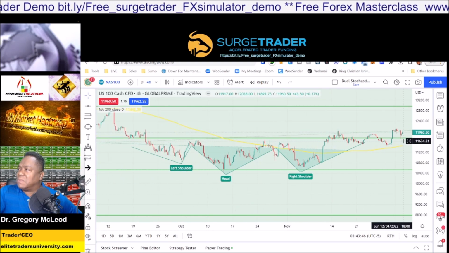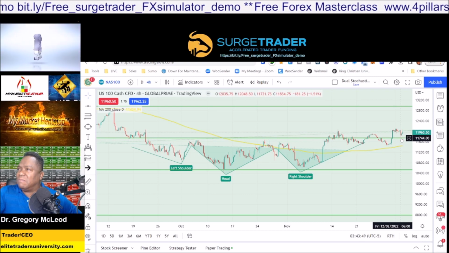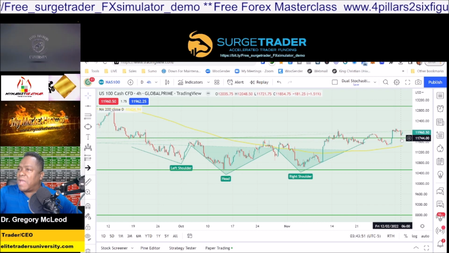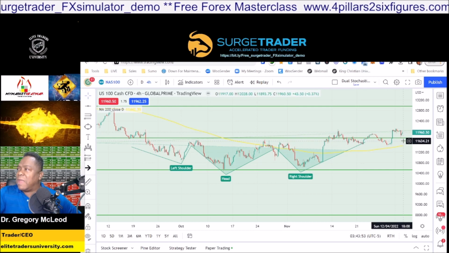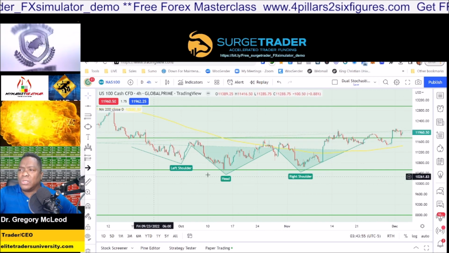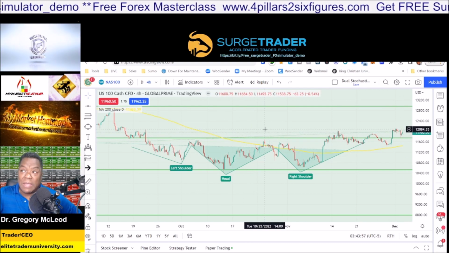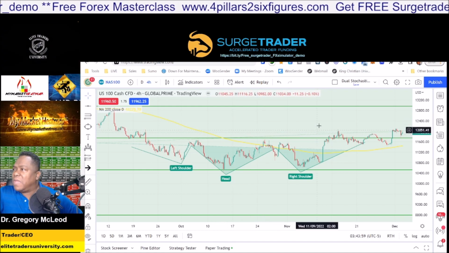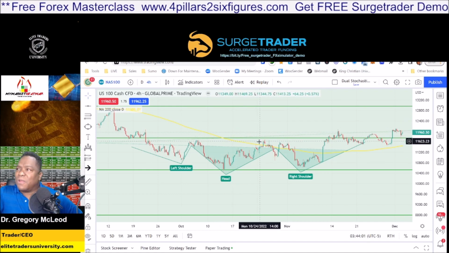And we're bouncing. Look, we tagged this four-hour chart, tagged the monthly Fibonacci, and buyers stepped in right there. So it shows you that people are paying attention to this stuff. So yeah, that'll be it on our technical analysis.